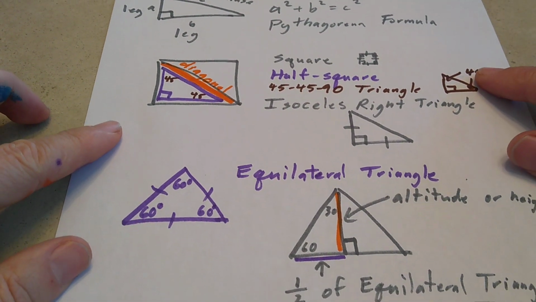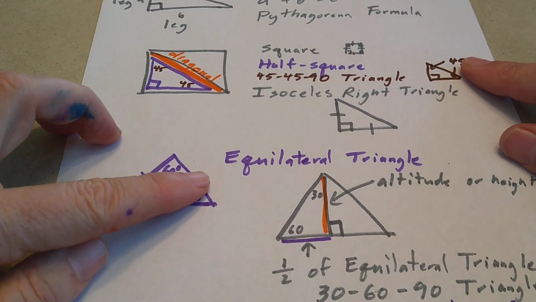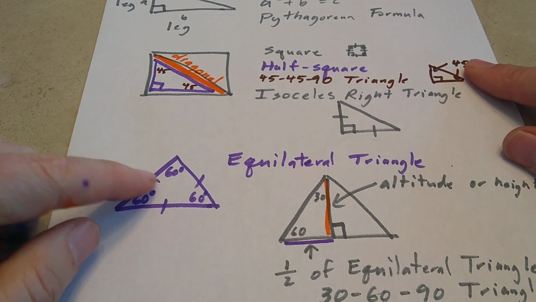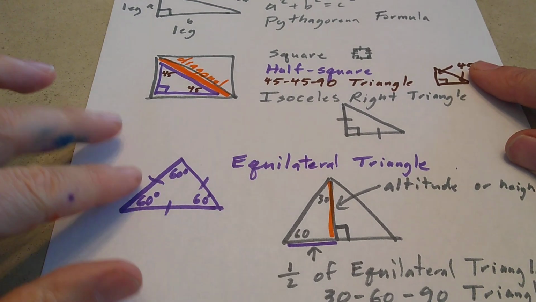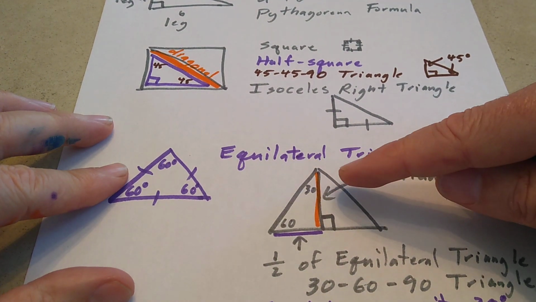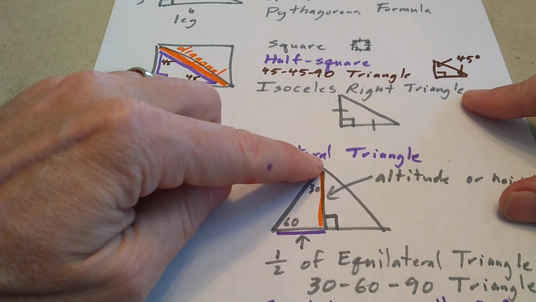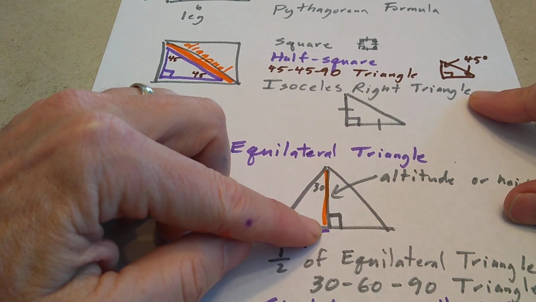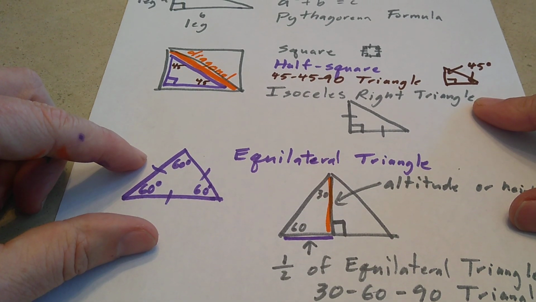Finally, you should know what an equilateral triangle is. Equilateral triangle, from its term, means all sides equal. But then because all the sides are equal, the angles opposite from all those sides are equal, which means they all have to be 60. If I chop this in half by putting in what's called an altitude or a height, that's simply something that connects from one vertex perpendicularly at a 90-degree angle to the opposite side.